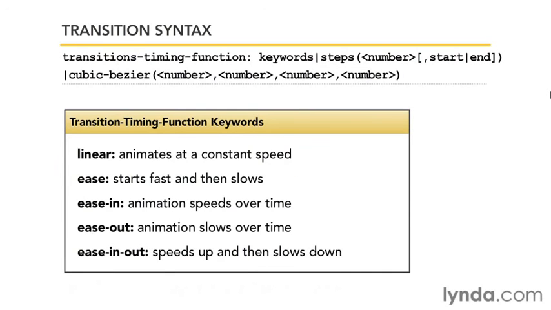Let's take a look at those keywords. So we have linear, which is going to animate your transition at a constant speed. We have ease, which is going to start quickly and then slow down. We have ease-in, where the animation just simply speeds up over time. Ease-out, where the transition slows down over time. And finally, ease-in-out. It speeds up and then slows down.